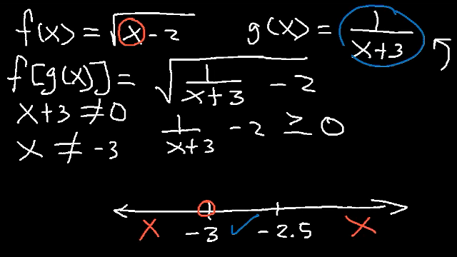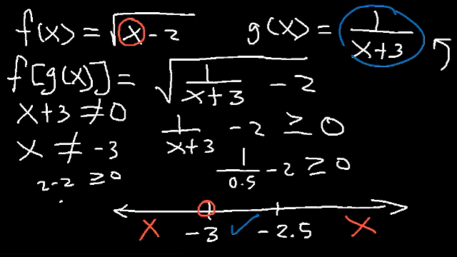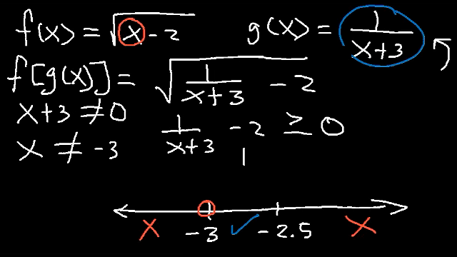Does it include it? If we plug in negative 2.5 into x, negative 2.5 plus 3, or 3 minus 2.5, is positive 0.5. 1 divided by 0.5 is 2. 2 minus 2 is 0. 0 equals 0, so negative 2.5 is included as a solution. So therefore, we have a closed circle at negative 2.5.